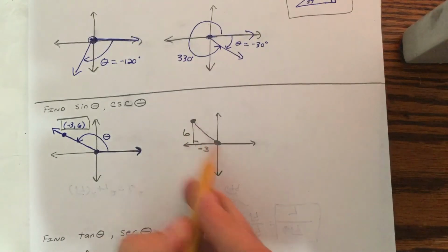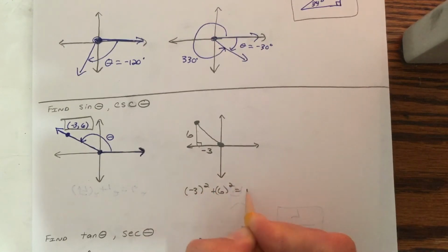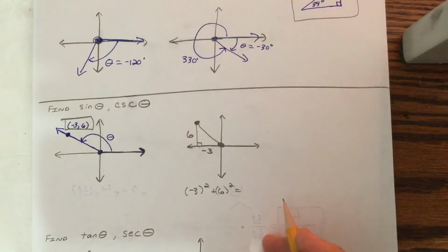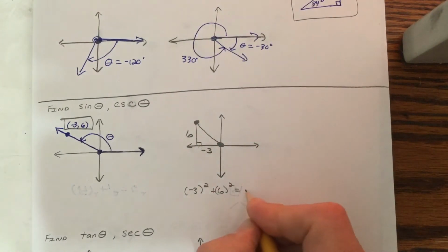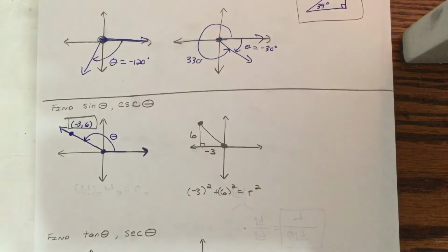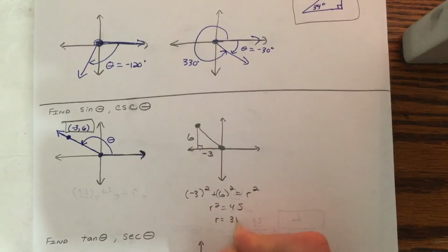All right? So that gives us 2 sides of the right triangle. We can find the third side, the hypotenuse, by using Pythagorean. So we'll do negative 3 squared plus 6 squared equals the hypotenuse squared. We're going to end up calling that r. You'll see why later down the road. So right now I'm just going to call it r squared. You can call it whatever you want. So if we go ahead and solve that, that would be 9 plus 36, which is 45. So we'd have r squared equals 45. And if we take the square root, we will get 3 root 5.